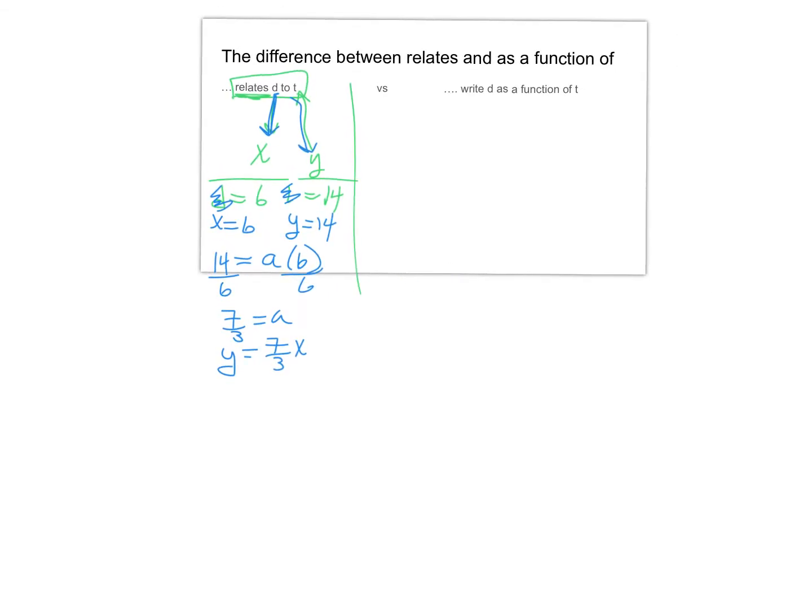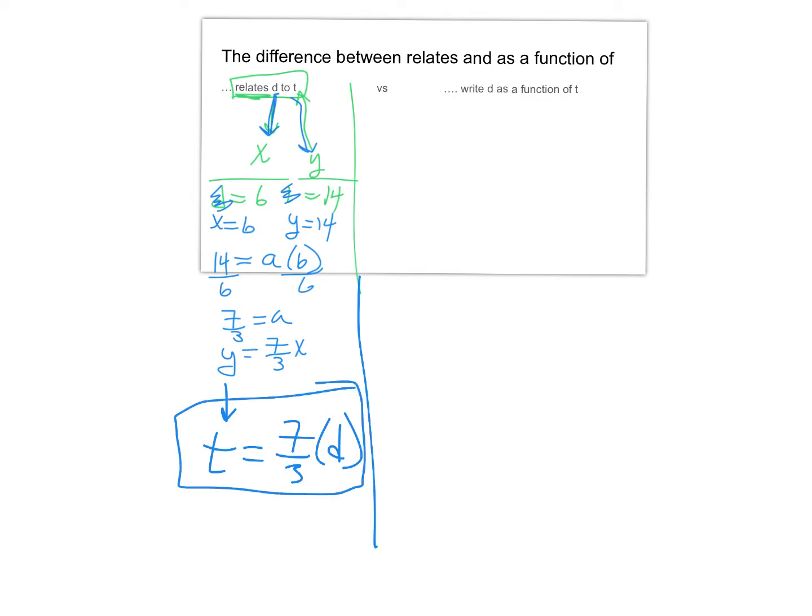Now we should put this in proper form. So my y was t, and it equals 7/3, and my x was d. So this would be our equation if we were relating d to t.